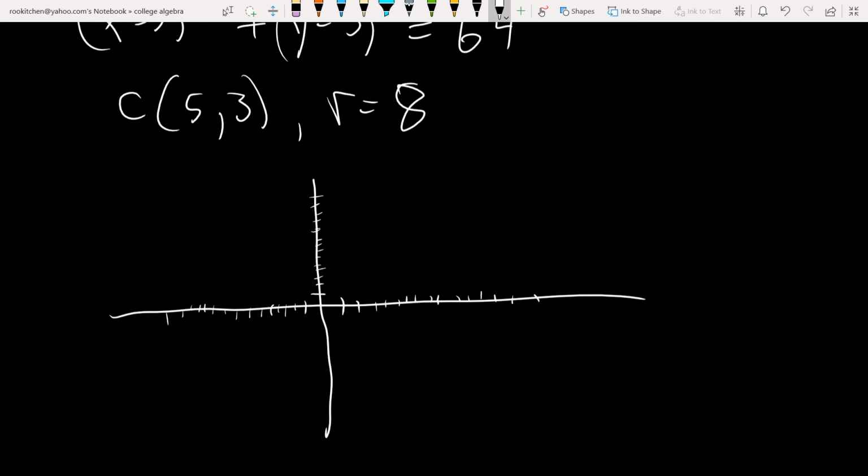Okay, I just put 15 tick marks. I don't know how many I need. 1, 2, 3, 4, 5. 1, 2, 3 is the center. And then you go up 8, down 8, right 8, left 8.